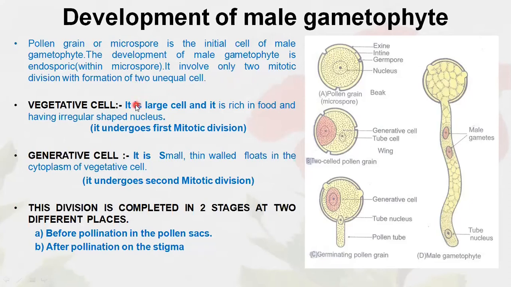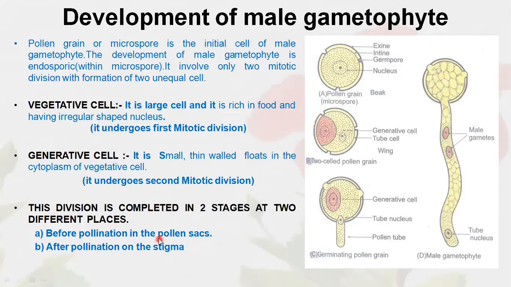with formation of 2 unequal cells. These 2 unequal cells are the vegetative cell and the generative cell. The vegetative cell is large and rich in food and has an irregular shaped nucleus. The second is the generative cell, which is small, thin-walled and floats in the cytoplasm of the vegetative cell, and which undergoes the second mitotic division. Now, this division is completed in 2 stages at 2 different places: before pollination in the pollen sac and after pollination on the stigma.